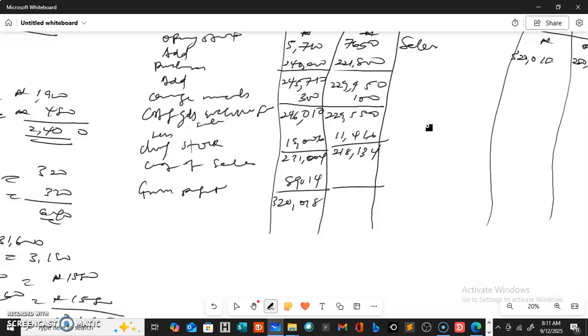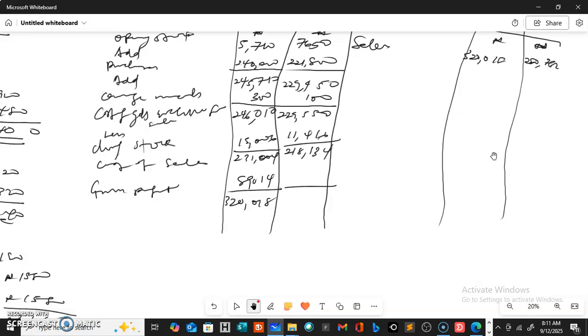So for the second one, we drag that a bit. We have 280,762 minus 218,134. So that will give us 62,628. Okay, that is 280,762. So close the account.